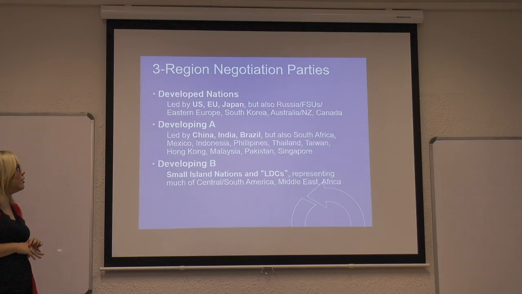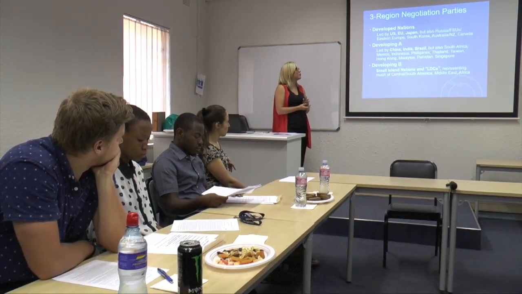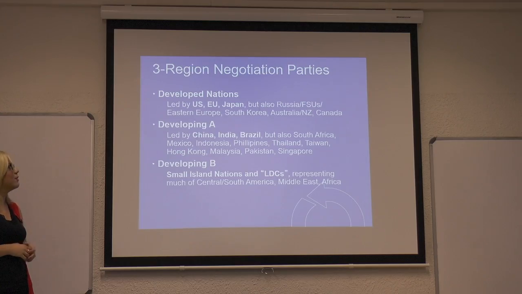So we have the developed nations. Who are the developed nations? Palayanga and Rosanna, the developed nations led by US, EU, Japan, but also other developed nations like Russia, Eastern Europe, South Korea, Australia, and Canada.